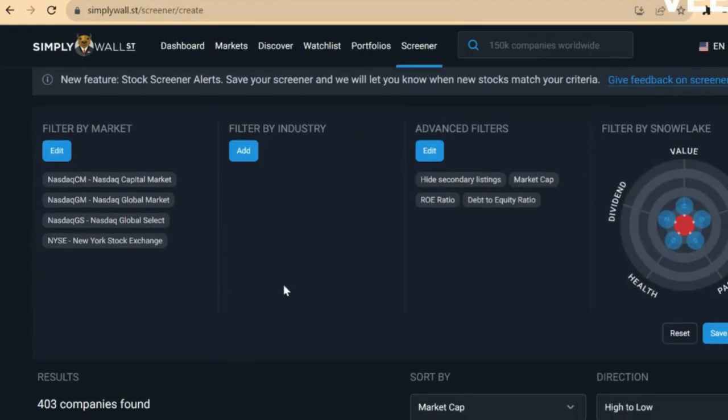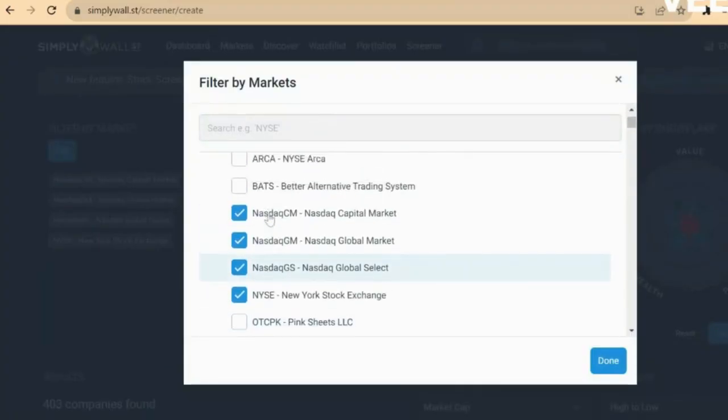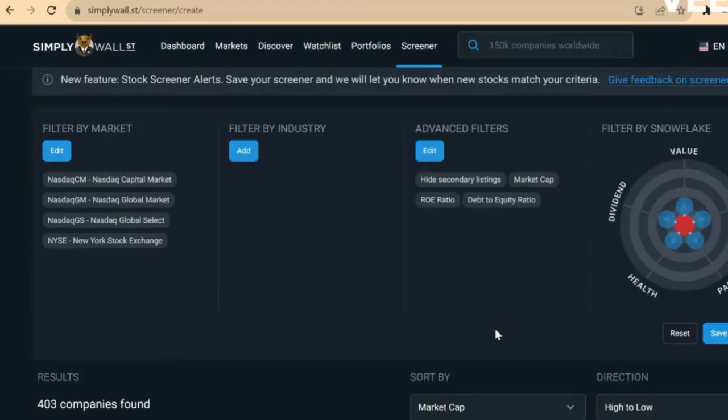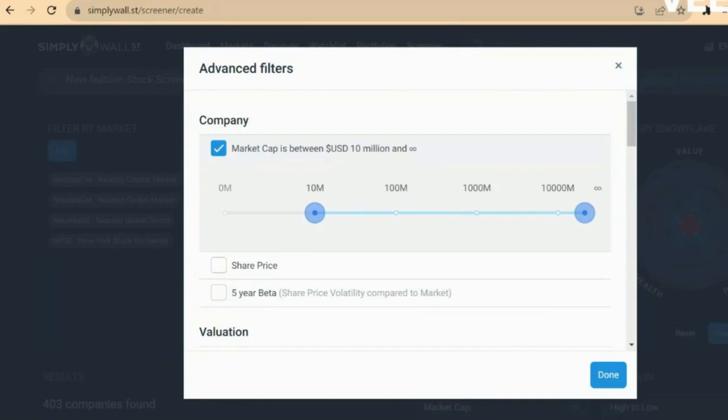First, select the market, mainly NASDAQ and NYSE, New York Stock Exchange. Now we will use some advanced filters. These should be simple. Everything in the stock market is simple, don't try to complicate anything.